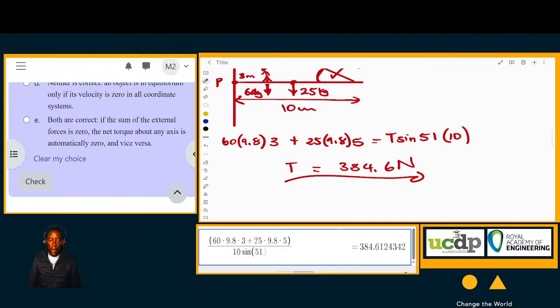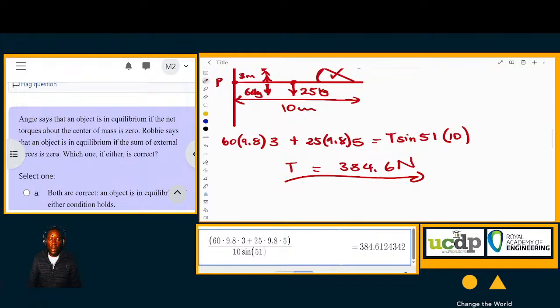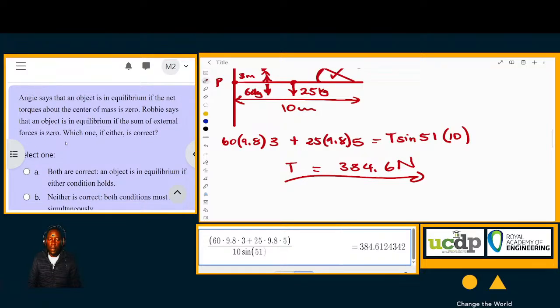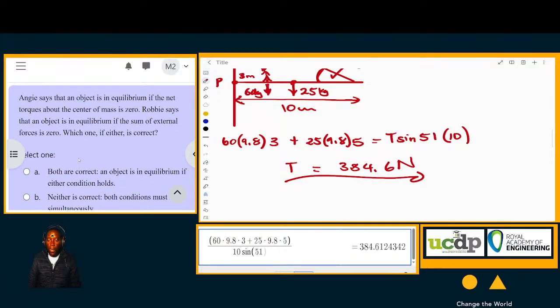Now, the next question says, Ng says that an object is in equilibrium if the net torque about the center of mass is 0. And Robbie says that an object is in equilibrium if the sum of external forces is 0. Which one of either is correct? So A says both are correct: an object is in equilibrium if either condition holds. Is that true? If the net torque about the center of mass, so what if it's about the end or any other position? Is that not true? So you can think about it.